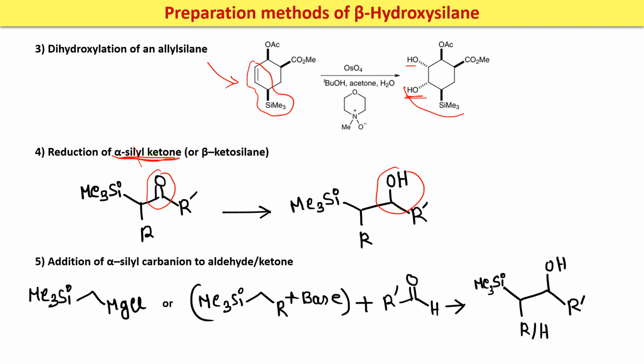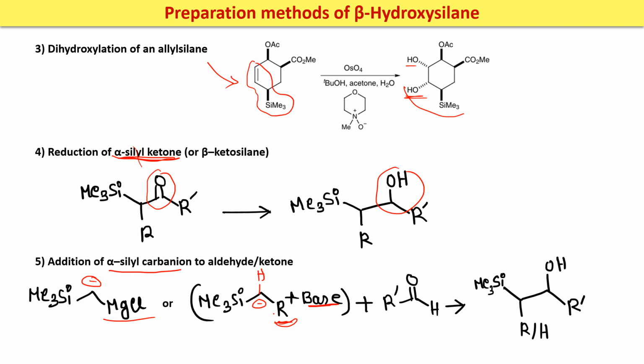Now, addition of alpha silyl carbanion to aldehyde or ketone. This is the most common, and most of the examples you will see for Peterson beta hydroxysilane formation are of this kind, the last one. So addition of alpha silyl carbanion: if it is a Grignard reagent, you know there is a carbanion type of character, and if you have some electron withdrawing group present, then in presence of base this hydrogen will be very acidic, and we can generate a negative charge. So it may be a Grignard reagent, or you can generate it in presence of some base, but remember there should be an electron withdrawing group.